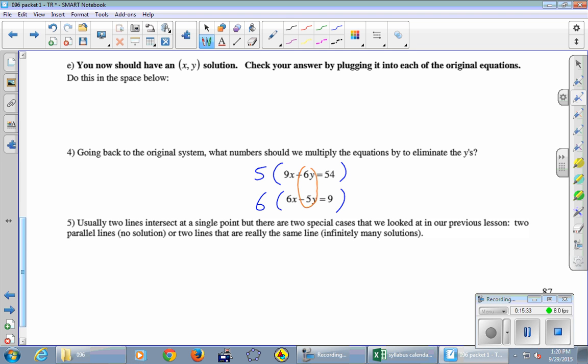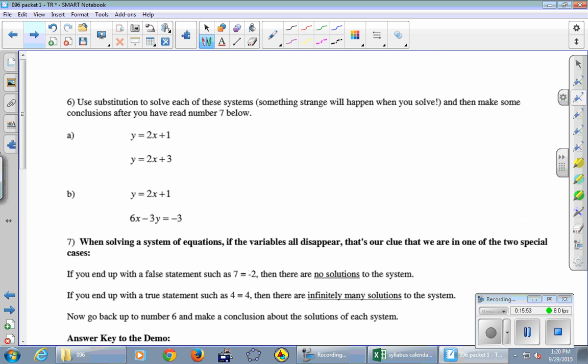But I'm not asking you to graph anything in this lesson. And so what we need to do is understand what to look for while we're doing either substitution or elimination that's going to tell us that we're in one of these special cases, parallel or the same line, because you don't have that visual to rely on if we're using this new stuff here. So number 6 says use substitution to solve each of these systems. Something strange will happen when you solve, and then make some conclusions after you've read 7 below.